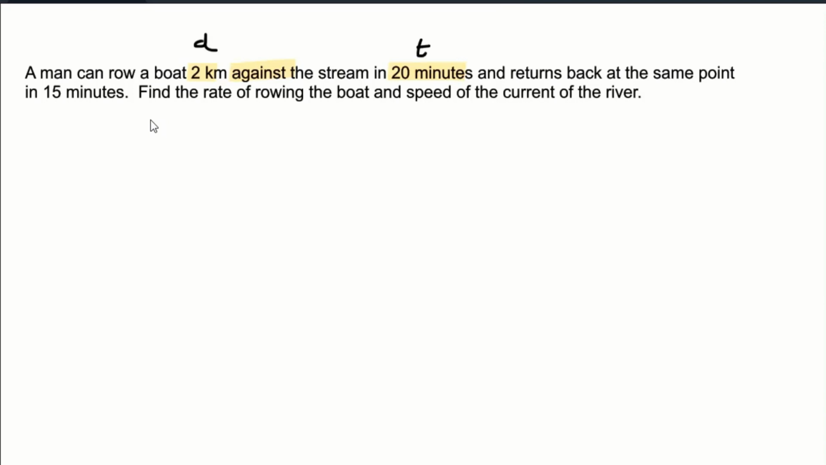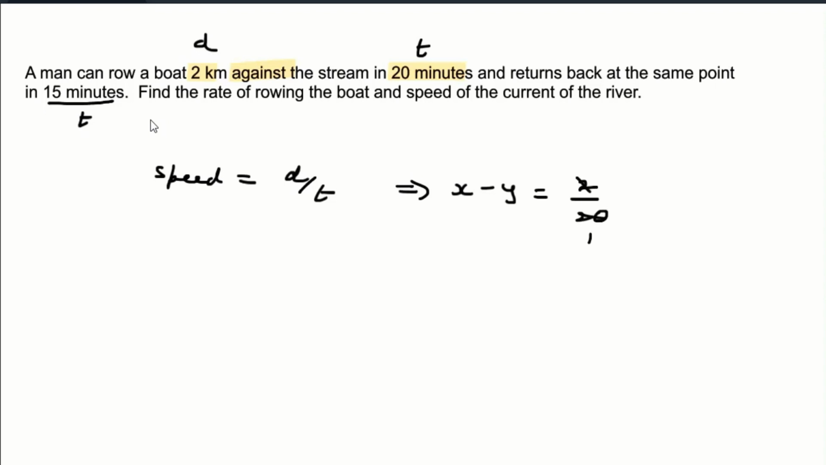So you know what is the speed. Speed is x minus y. And returns back to the same point in 15 minutes. Again, this is the time taken. So what is the formula? Speed is equal to distance by time. Correct? So I am making use of speed is equal to distance by time. Now for going against the stream, what is the speed? It is x minus y is equal to distance. Distance is 2 kilometers by 20 minutes, which is nothing but 1 by 10, correct?